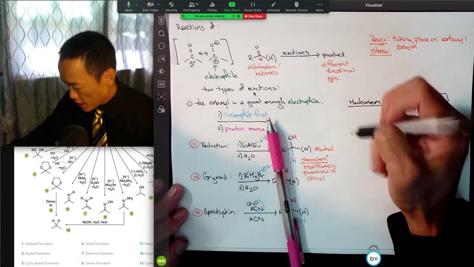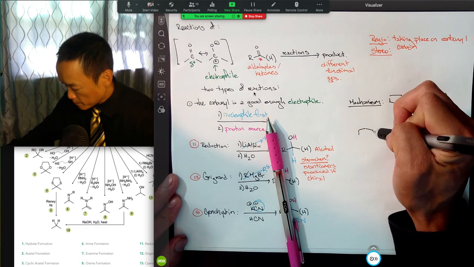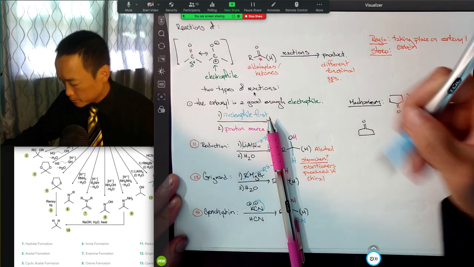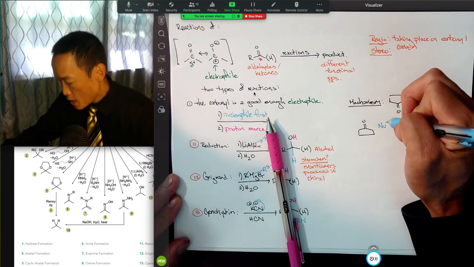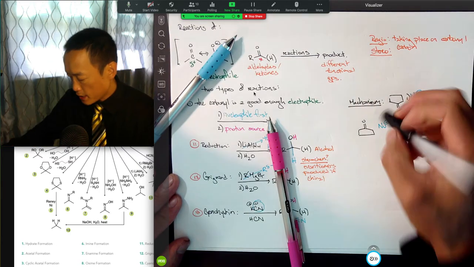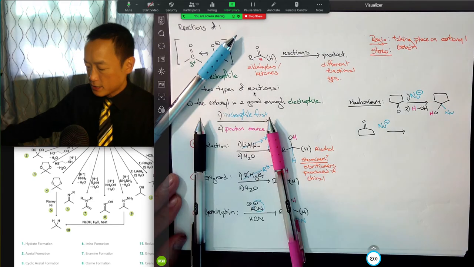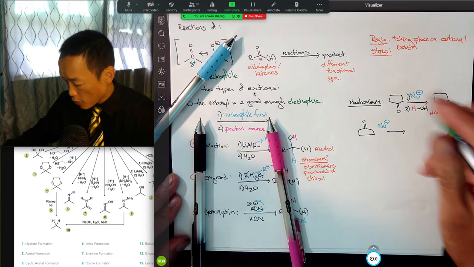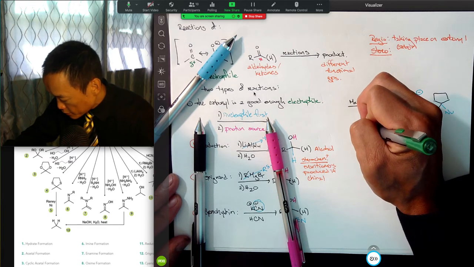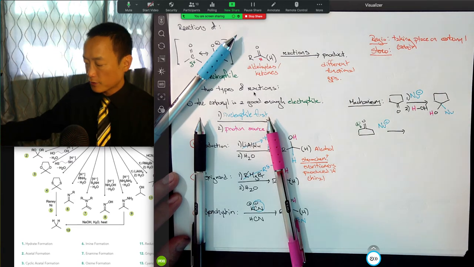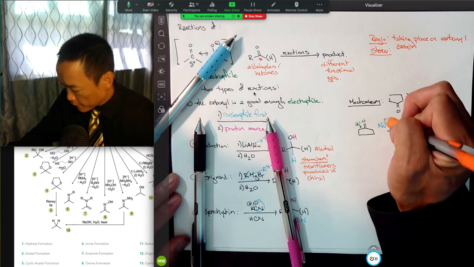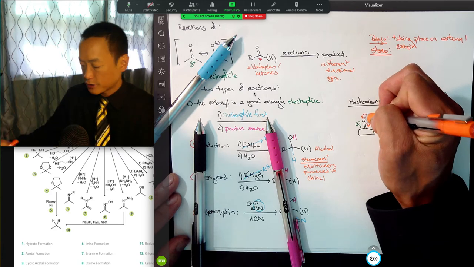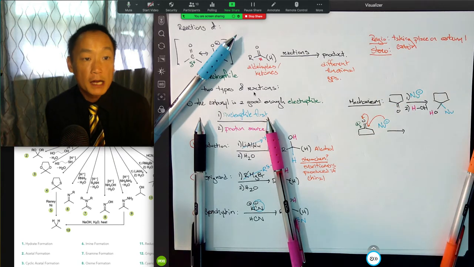Well, I have a carbonyl center, and I have a nucleophile. I know that in these subclass of types of reactions that carbonyl-bearing compounds undergo, that this center right here is partially positive. So there's my electrophile. I have nucleophilic attack by that nucleophile at the carbonyl center, and then the weakest bond breaks.